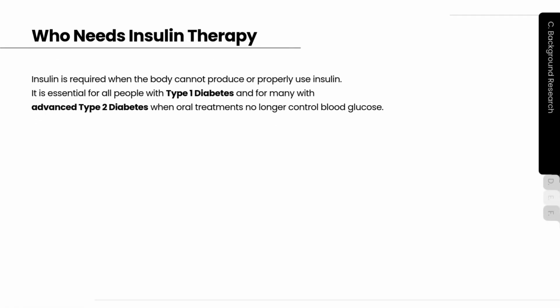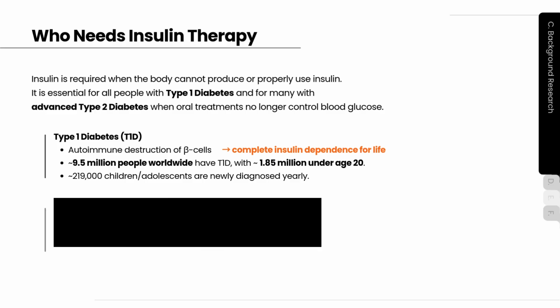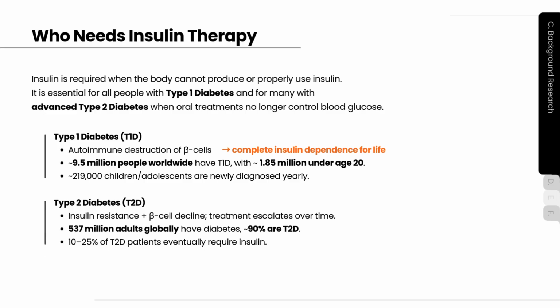Insulin therapy is required when the body cannot produce insulin or use it effectively. It is essential for all people with type 1 diabetes, and for many with advanced type 2 diabetes when oral treatments are no longer sufficient. Although type 1 diabetes affects far fewer people than type 2, it usually begins in childhood and results in complete insulin dependence for life. Because these children rely on insulin every day from a very young age, the safety, usability, and long-term design of insulin delivery devices become especially important.